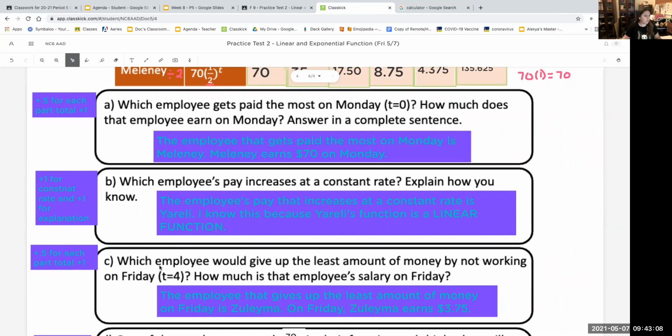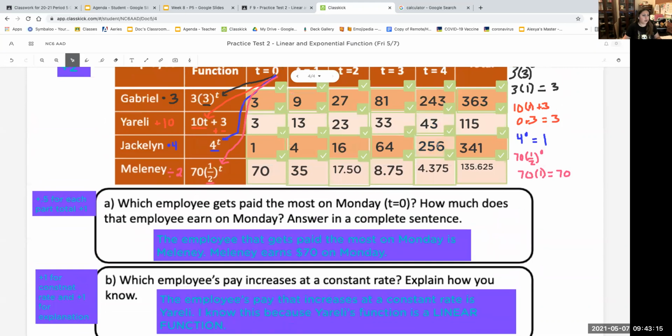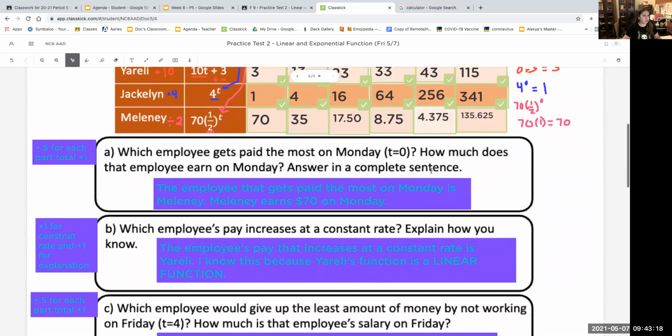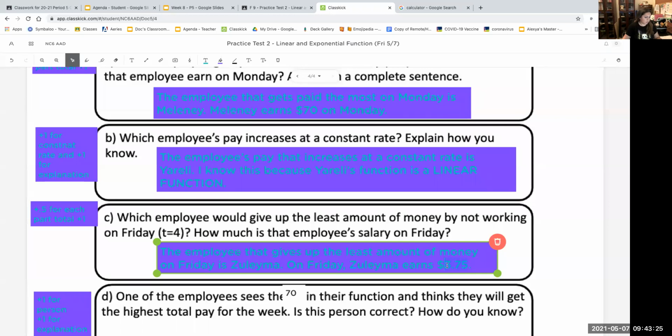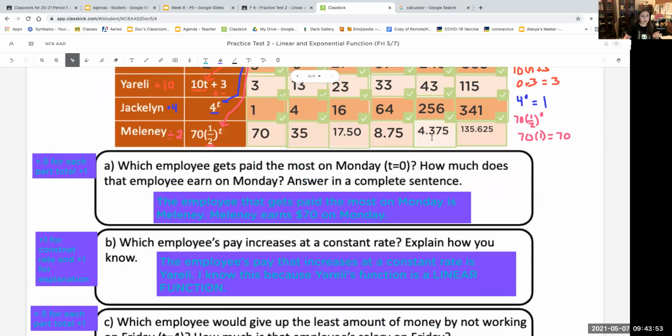All right, which employee would give up the least amount of money by not working on Friday? Let's make sure that's still going to be Melanie. How much is she giving up? It's 4.375. Even though that sounds weird when it comes to money, just leave it like that because I don't want you guys to have to worry. This is just an example. I don't think your test has a weird number like that, where it doesn't make sense. But this is just a practice, so that's fine. 4.375. So again, it's Melanie because she only makes $4.37.